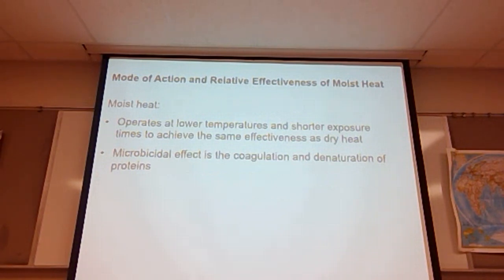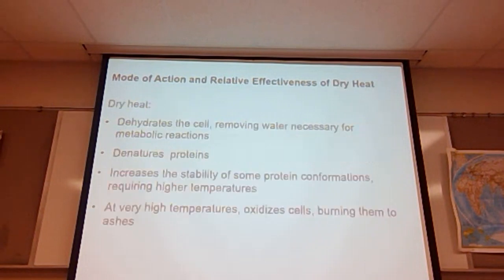The microbial effect of moist heat is the coagulation and denaturation of proteins. Coagulation means the proteins all clump together. Denaturation means individual proteins have lost their shape, their characteristic useful shape. Dry heat dehydrates the cell, which removes water necessary for metabolic functions. Dry heat also denatures proteins.